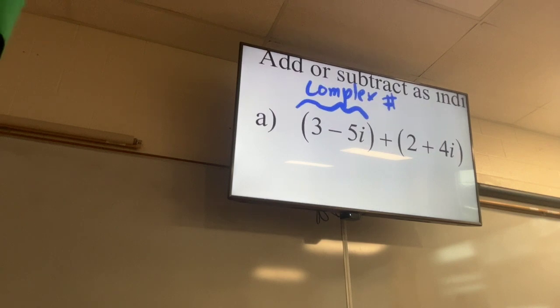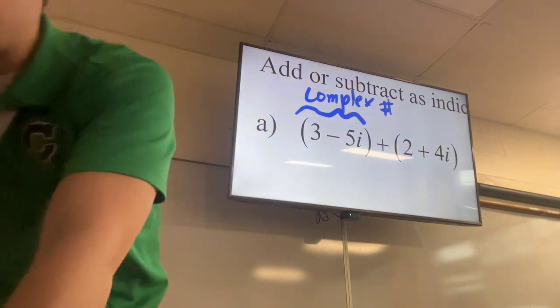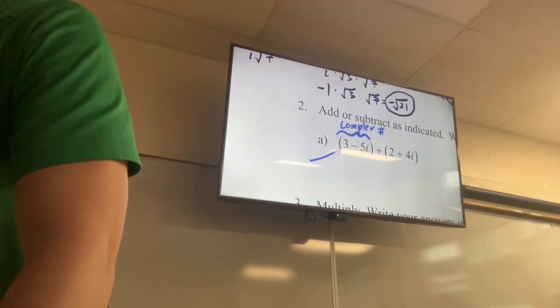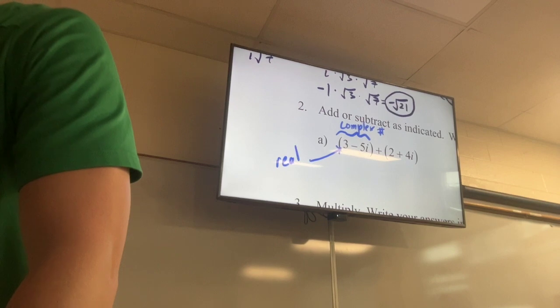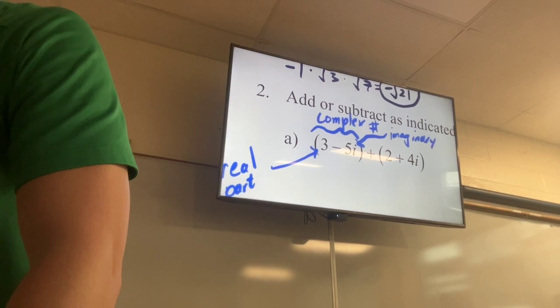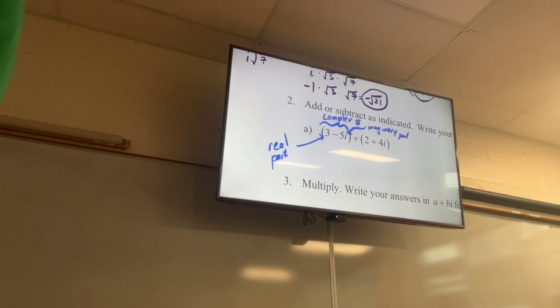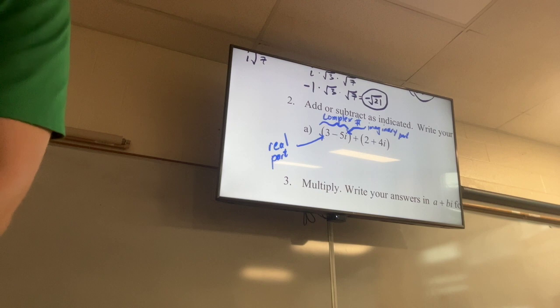In a number like 3 minus 5i, we call the term that does not have the I the real part of the number. We call the term that does have an I the imaginary part. It's called the imaginary part of that number. Okay? So it's just a little bit of vocabulary. My iPad's almost dead.